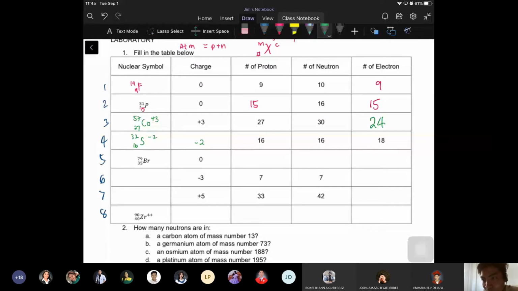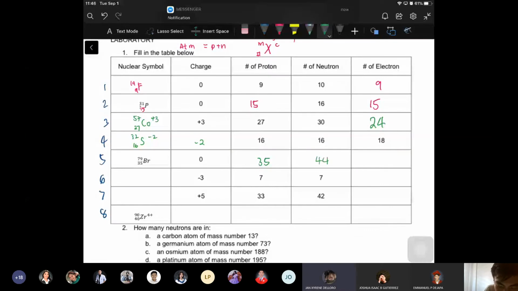Number 5. Who wants to help me? John Zyrene, and next is Al Hussein. The proton is 35. Neutron is 44. And electron is 35, since the charge is 0. Okay, very good. Thank you, John Zyrene.